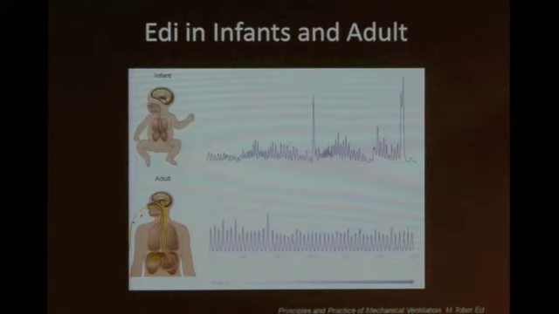This is a slide just to show you the differences in the EDI pattern over a 2-minute period. You can see here clearly that the adult EDI waveform, although still a little bit variable, returns to baseline between breaths. And this is a typical pattern for a premature baby. So you have a lot of tonic activity, you have intermittent sighs, brief respiratory pauses. So clearly there are differences in their vagal reflexes and their responses are affecting the variability.